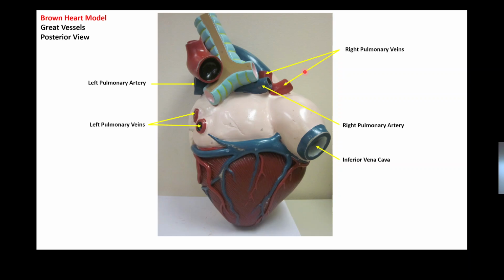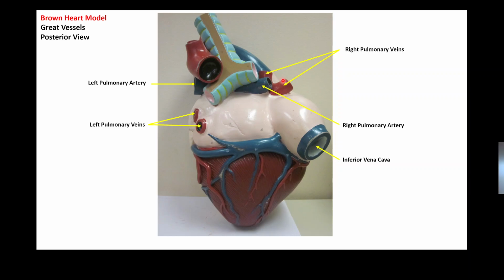If we turn the heart around, we do see some of the great vessels here. Let's take a look at the blue ones first. This here is the right pulmonary artery bringing the deoxygenated blood to the right lung. So that would be heading over this way to the right lung. And then this is the left pulmonary artery going to the left lung. These were the two blood vessels that came from the pulmonary trunk.